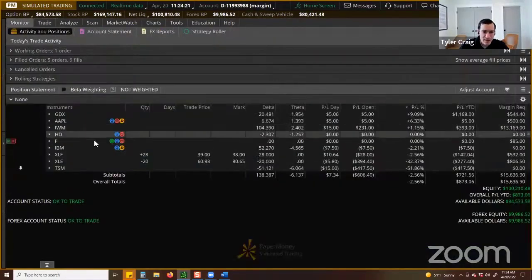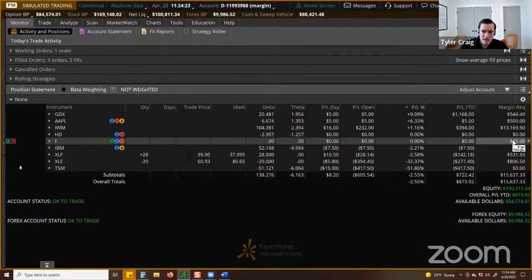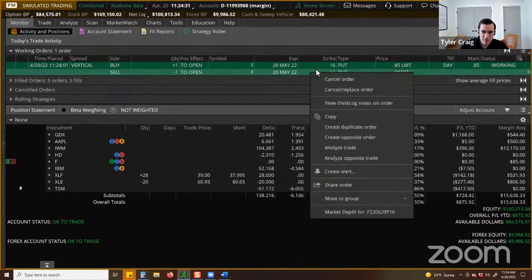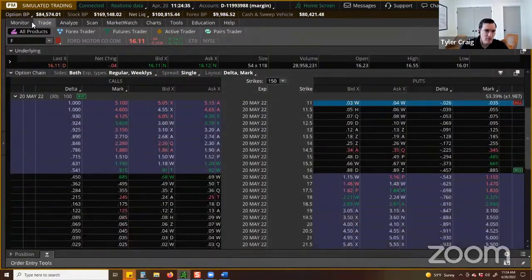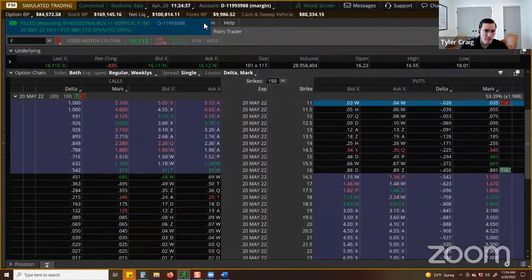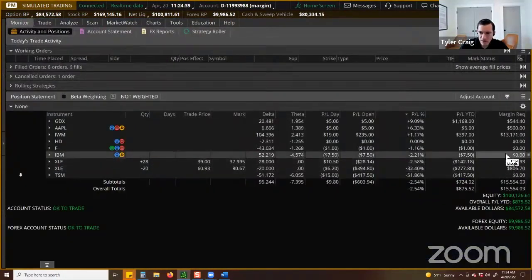Okay. So when this trade fills, it's taking its sweet time here. It's going to show up and the BP effect is going to be essentially zero. Now, it says there's 85 margin required right now, but that's because it's a pending order and it hasn't filled yet. Once this sucker fills, that's going to go to zero. Let me make it a market order. All right, she filled. What's the margin required?